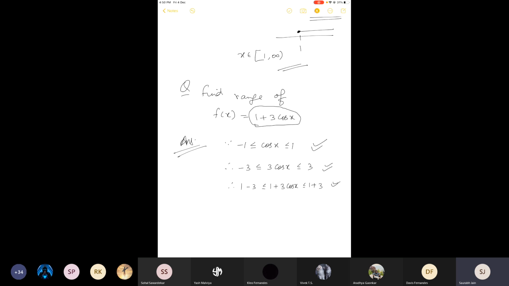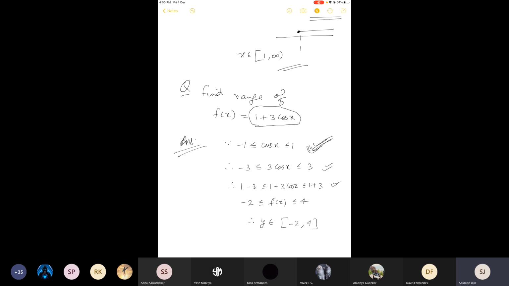This comes out to be minus 2. This is 1 plus 3 cos x. This is what? This is your f(x). And what about 1 plus 3? This will be 4. So what you have got? You have got the interval of f(x), or the values of f(x), and that is what is required in the question. So what is the range? Range is minus 2 to 4. So you will have to start the question from here.